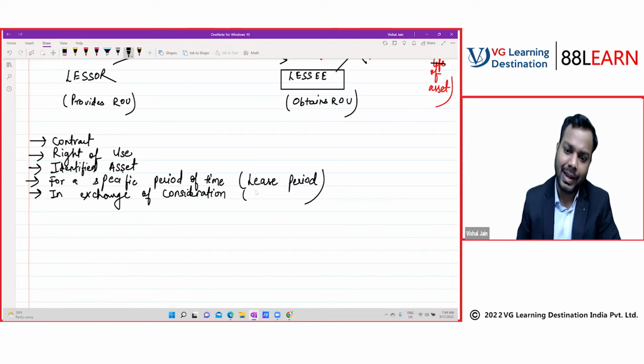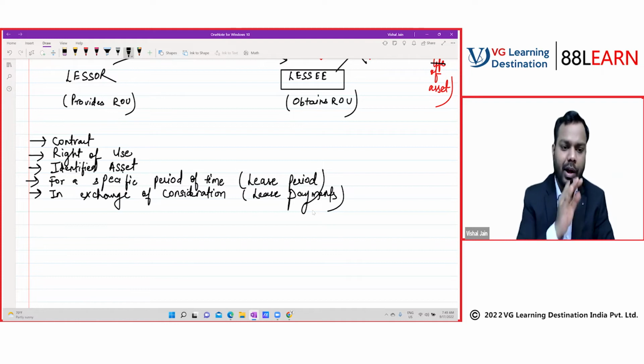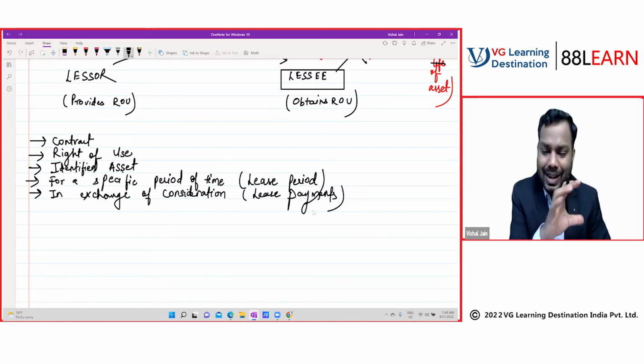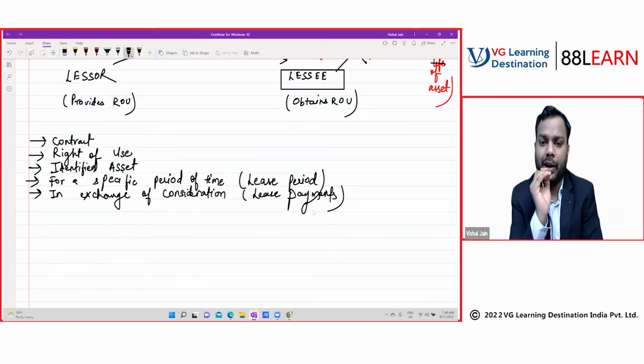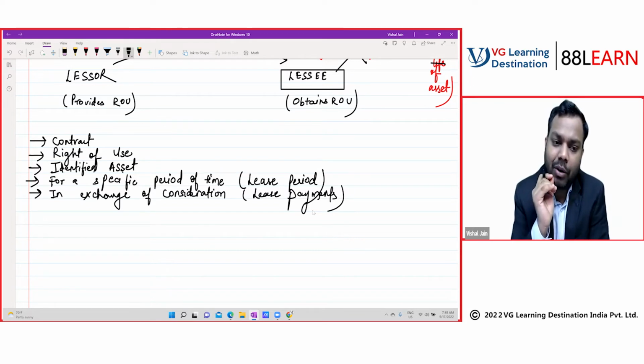Which is called lease payments. I hope the definition of lease is clear to all of you.